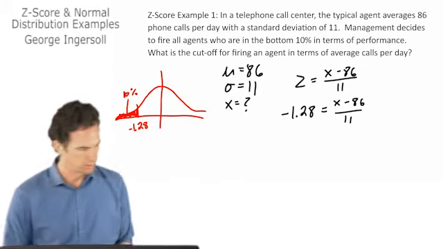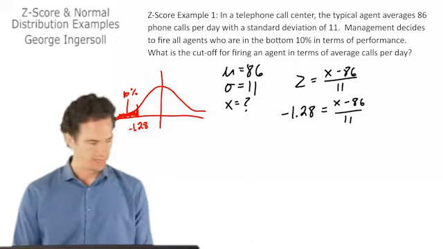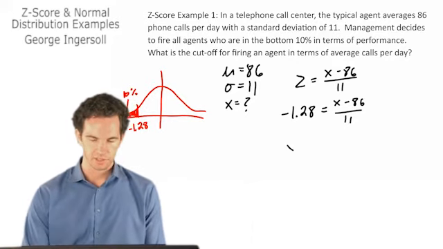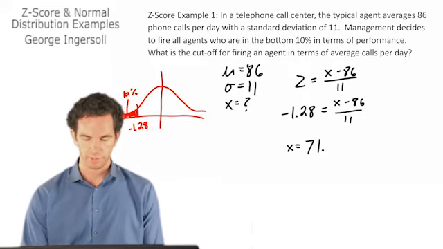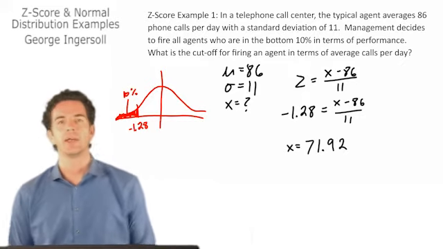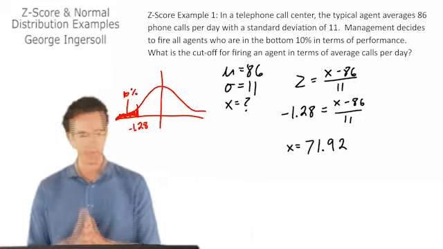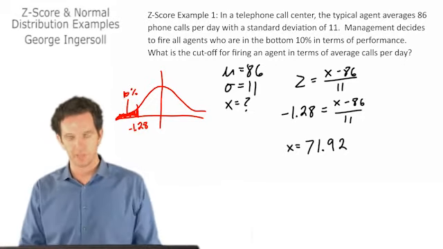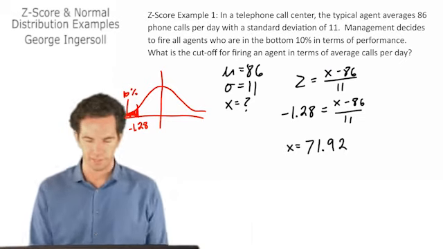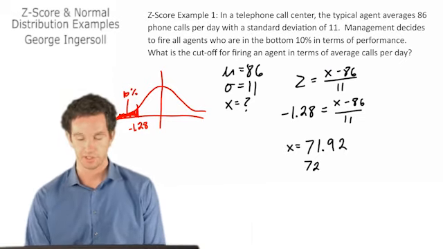And I'm not going to bore you with doing the algebra here. What I find out is that x, you can verify this on your own, is equal to 71.92. And whenever I'm doing these kinds of problems, I like to take a moment and just think about this. Does this make sense? Yeah, that 71.92, we can round to 72, because I'm a little bit harsh.